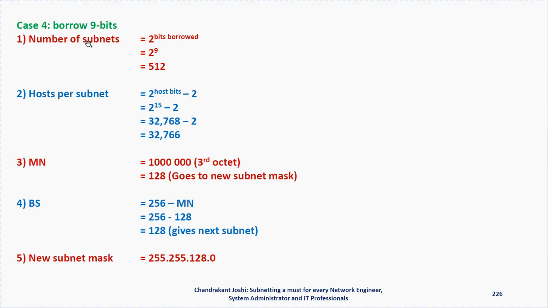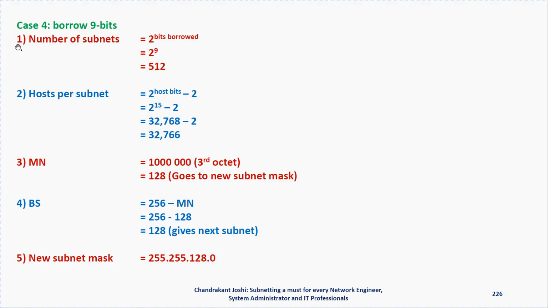Let us see the next one. When we borrow 9 bits, the number of networks doubles. Earlier it was 256, so now it will be twice. We find the number of hosts, get the magic number. Now this is in the third octet, remember.